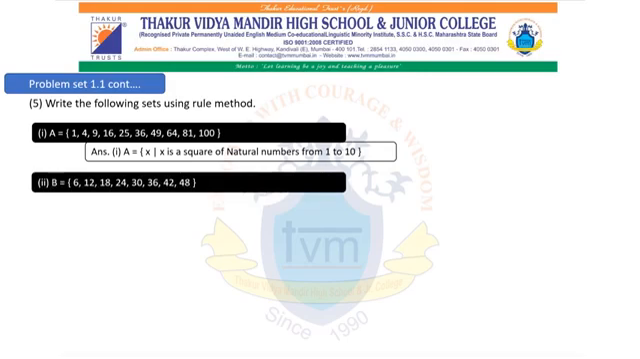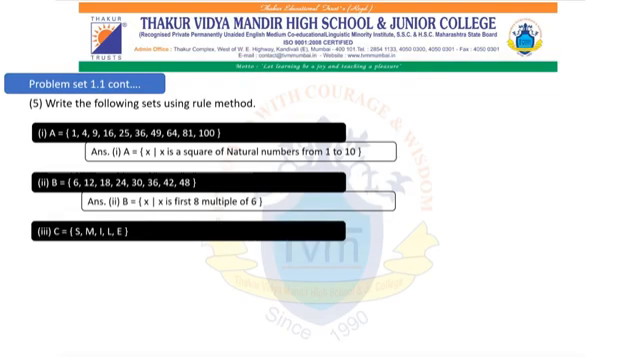Sum number 2. B is a set of 6, 12, 18, 24, 30, 36, 42, 48. When we observe, these numbers are multiples of 6. They have written till 48, which means these are the first 8 multiples of 6, which can be written as B is a set of x such that x is one of the first 8 multiples of 6.